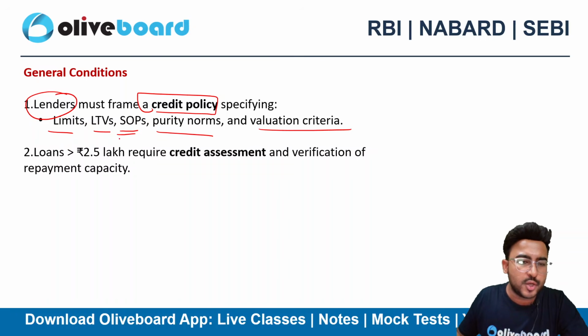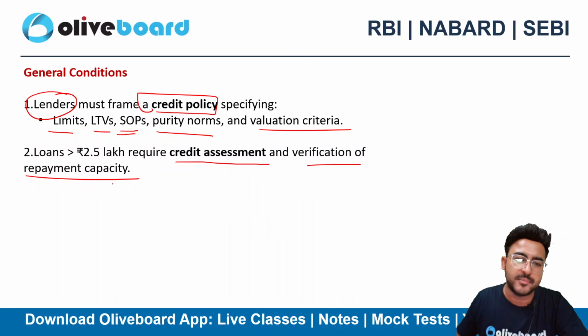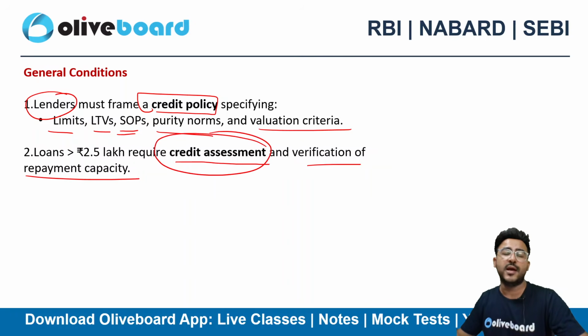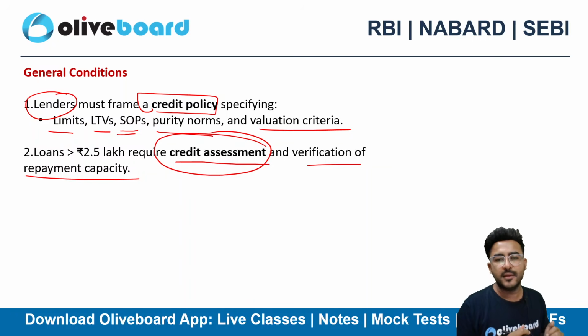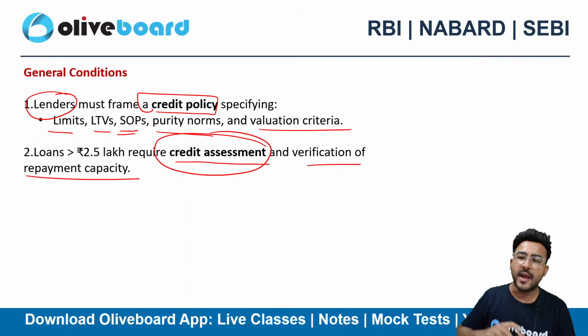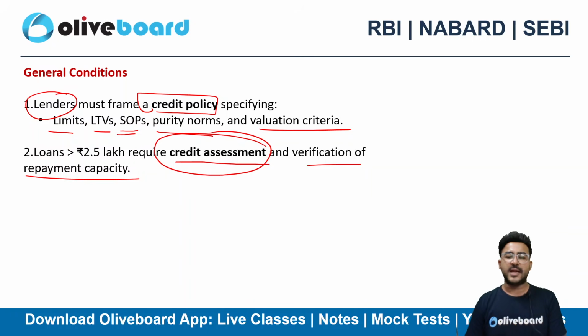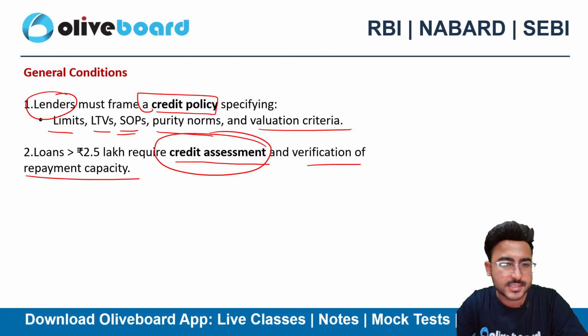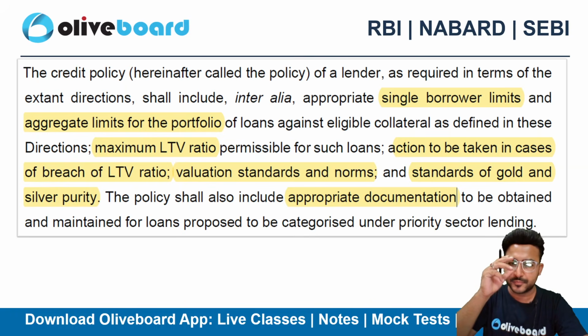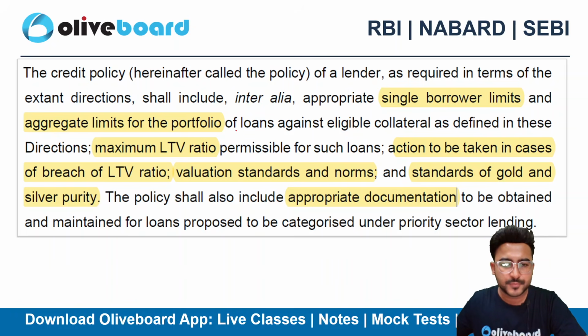Loans greater than 2.5 lakh now require a credit assessment and a verification of repayment capacity. It needs a credit repayment assessment. If you are giving a loan of greater than 2.5 lakh, uska credit assessment kar lo and verify whether he or she will be able to repay that particular loan or not, right? That's the minimum general criteria as of now, right? So 2.5 lakh is the new limit as of now.